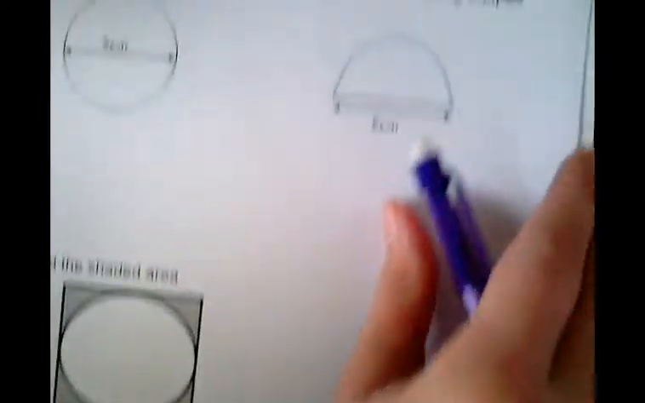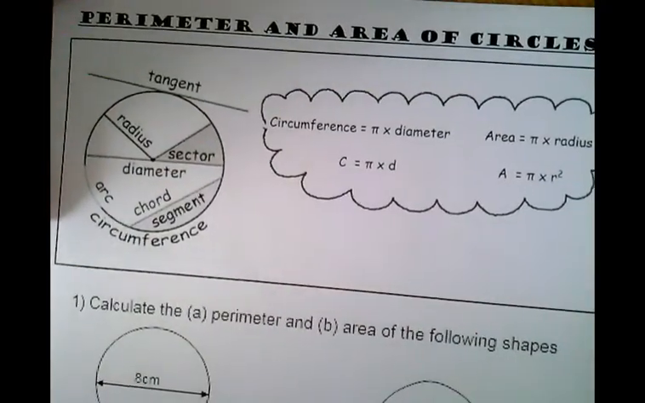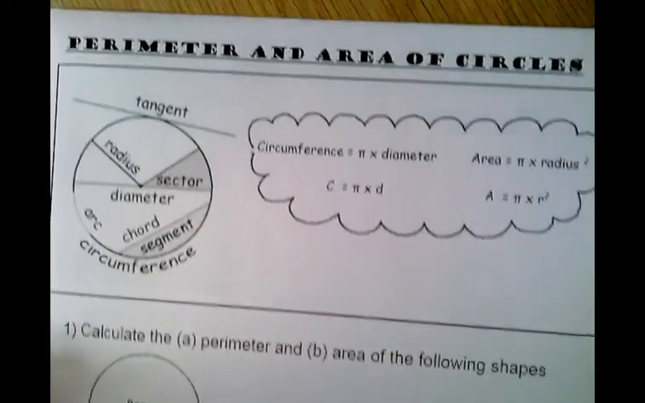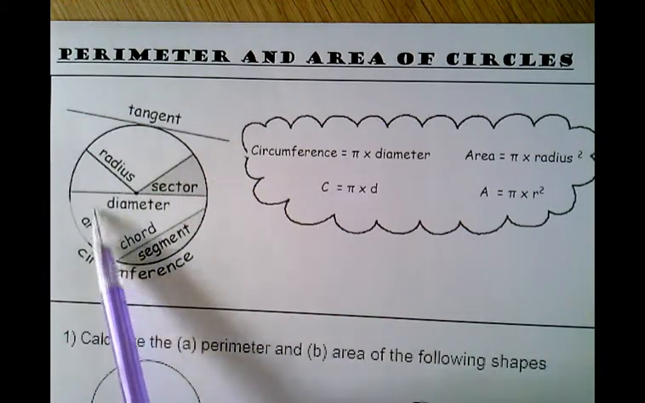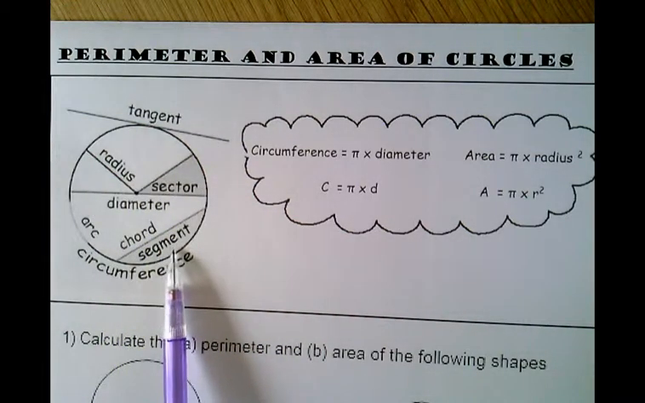Okay, the next shapes that we're going to be looking at are circles. So all of those shapes that we were just looking at had straight sides, so you need to be able to do the perimeter and area of circles as well. So first of all, you need to know all the different parts of the circle. So this diagram here has everything labelled on it.